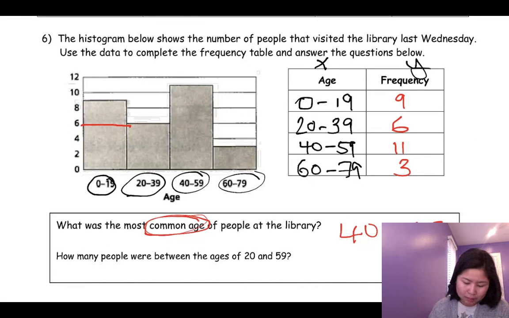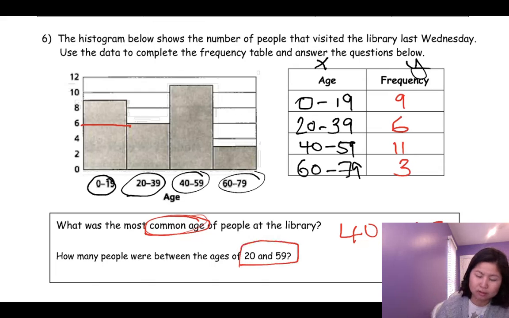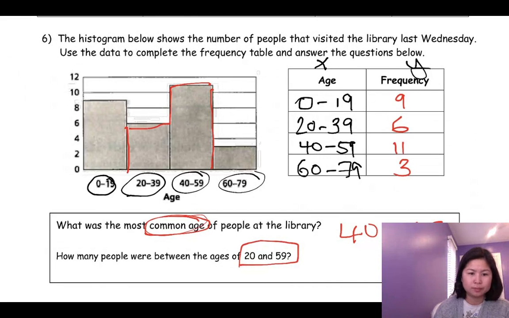How many people were between ages 20 and 59? So be careful when you look at this answer because it's not just one class. It's how many classes added together. That's the question, okay? So between 20 and 59. So that's the one that I need to focus on. So I use a 6. This one is 11, so 17, because I add them together. So that's good.